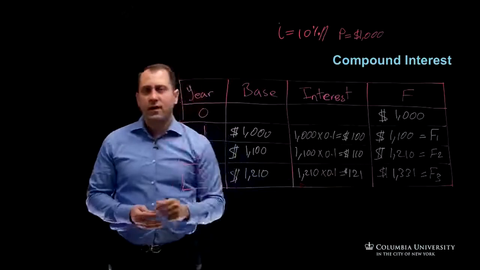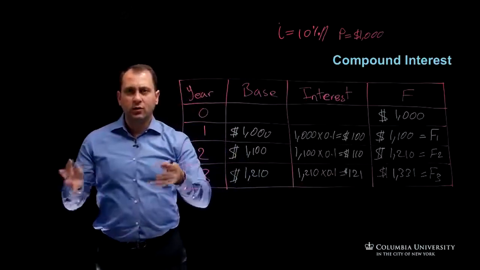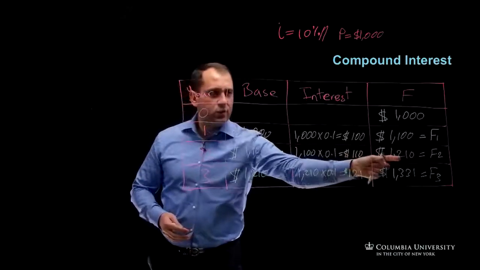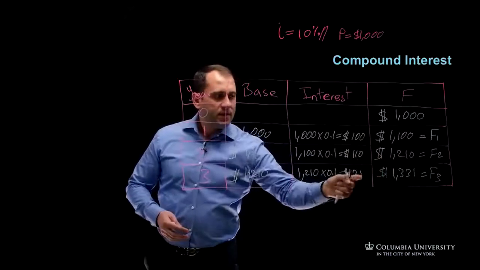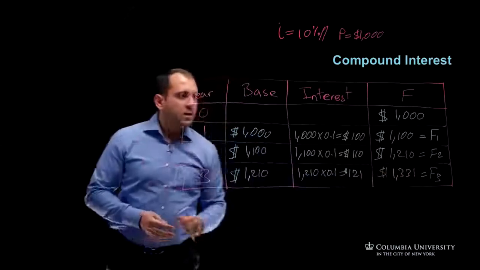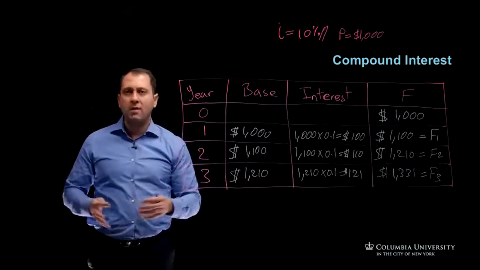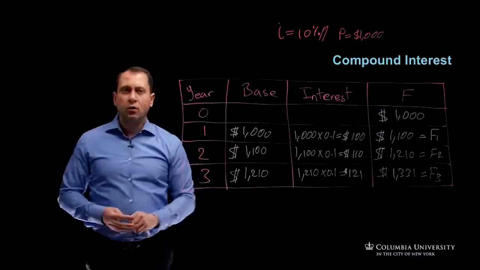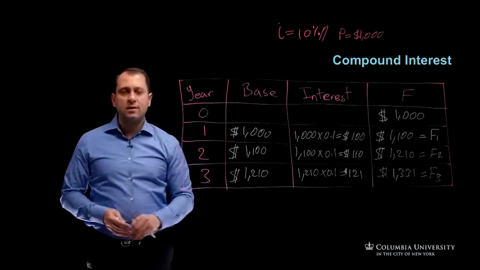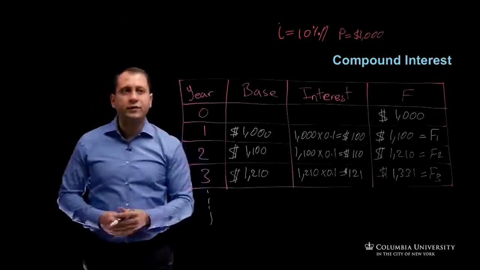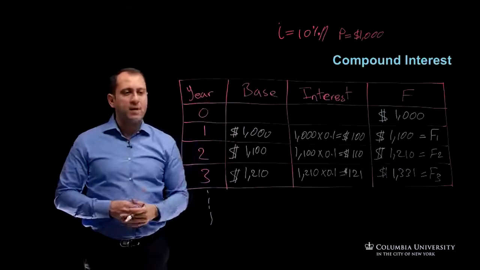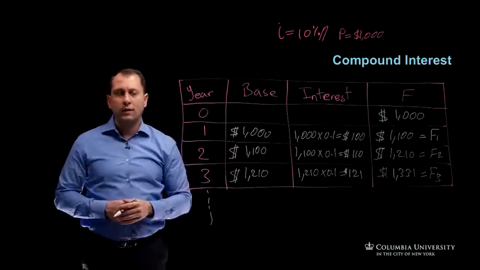The interest in year number 3, you add to the total amount of the previous year, which is $1,210, plus the 121. It will give you $1,331, the total amount owed at the end of the third year, and then you can continue the same way for as many years as you want.